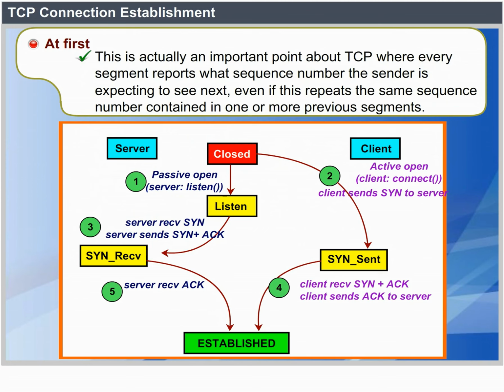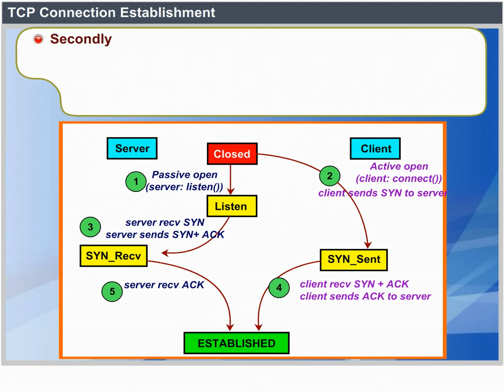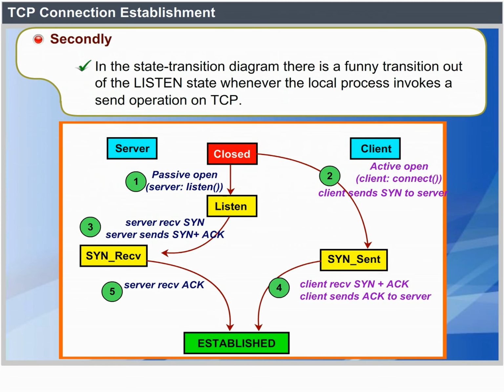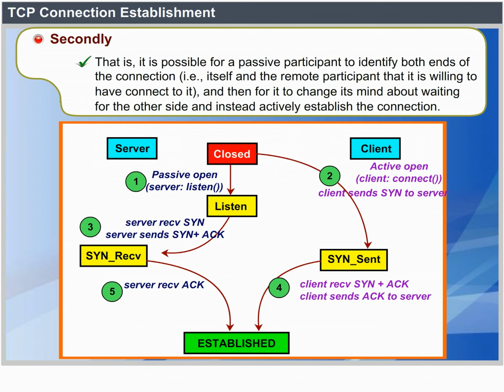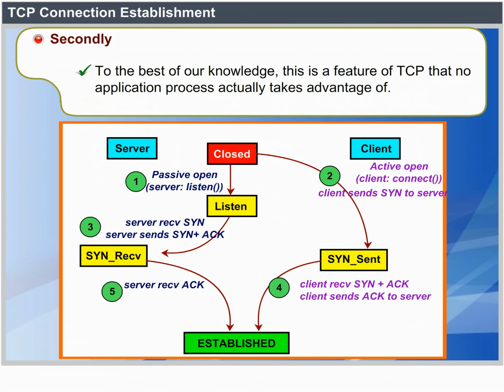Secondly, in the state transition diagram, there is a funny transition out of the listen state whenever the local process invokes a send operation on TCP. That is, it is possible for a passive participant to identify both ends of the connection, that is, itself and the remote participant that it is willing to have connect to it, and then for it to change its mind about waiting for the other side and instead actively establish the connection. To the best of our knowledge, this is a feature of TCP that no application process actually takes advantage of.